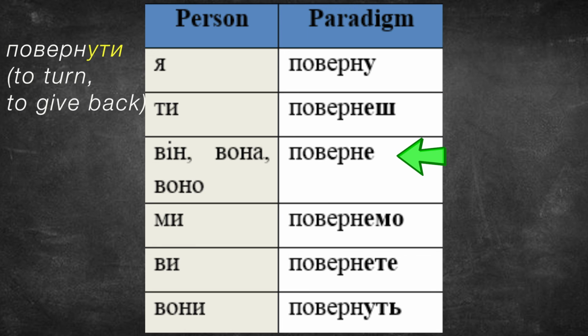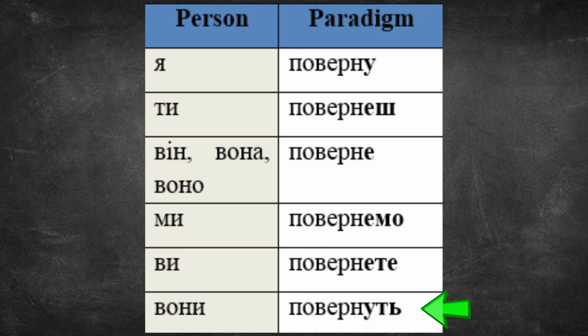Він поверне, вона поверне, воно поверне, ending е. Ми повернемо, ending емо. Ви повернете, вони повернуть, уть. Okay, and quickly let's repeat all these forms of the verb повернути. Поверну, повернеш, поверне, повернемо, повернете, повернуть. Okay, good job. Хороша робота.